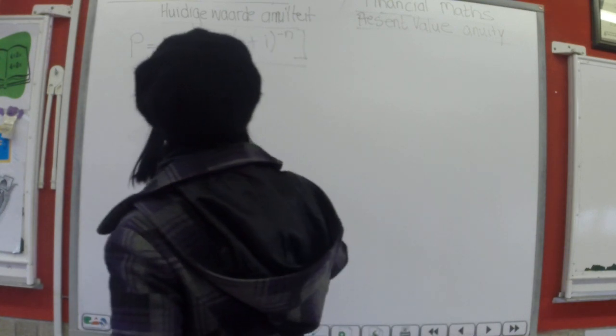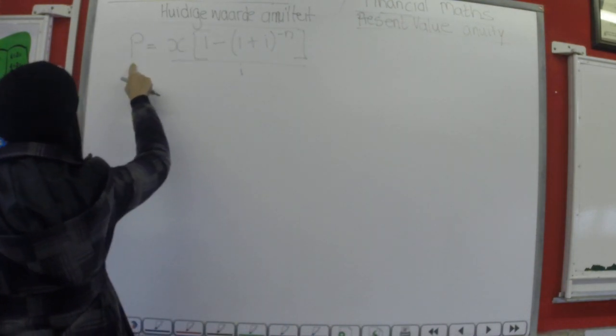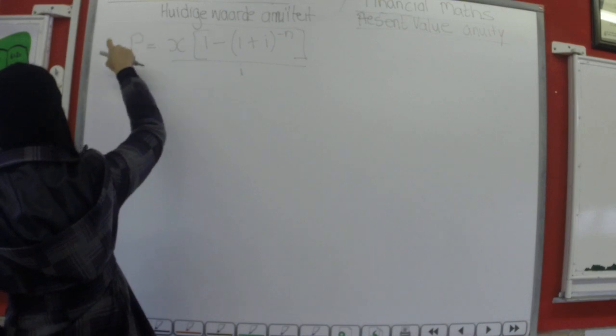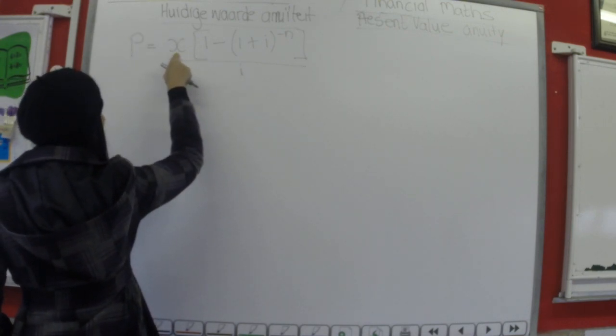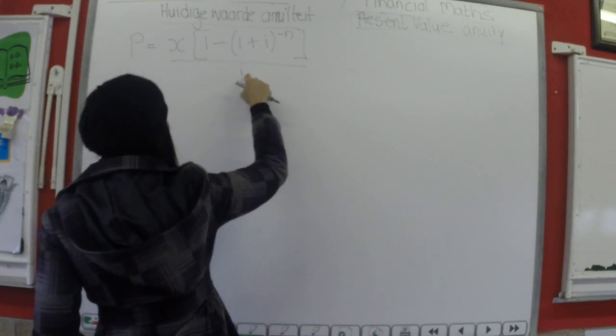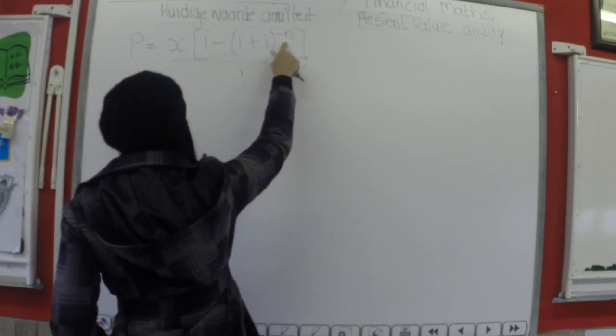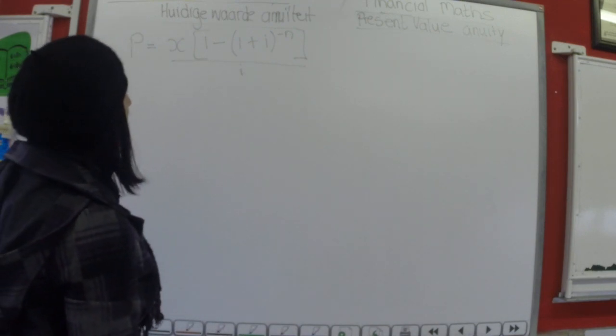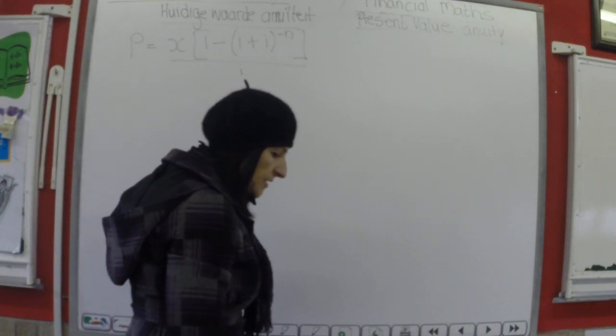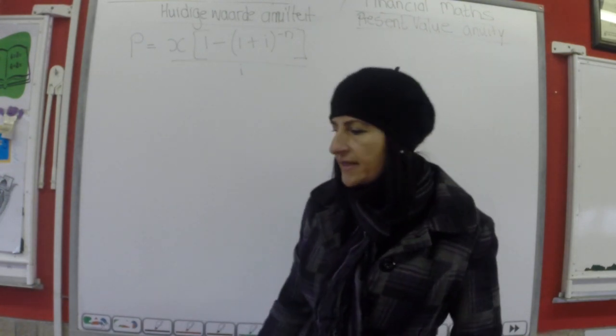Ons huidige Anuïteitsformule lyk so, present annuity, that's the big amount, the installments that I pay or receive, interest rates, and then same as before, the number of installments paid in or received.